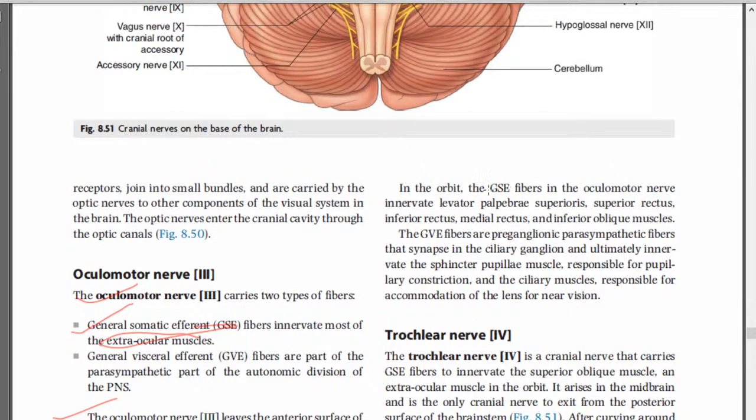In the orbit, GSE fibers in the oculomotor nerve innervate the levator palpebrae superioris, superior rectus, inferior rectus, and inferior oblique muscle. General visceral efferent fibers are parasympathetic fibers that synapse in the ciliary ganglion and ultimately innervate the sphincter pupillae muscle, responsible for pupillary constriction, and the ciliary muscle, responsible for accommodation of the lens for near vision.